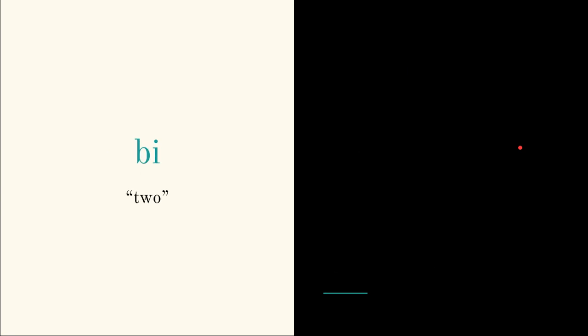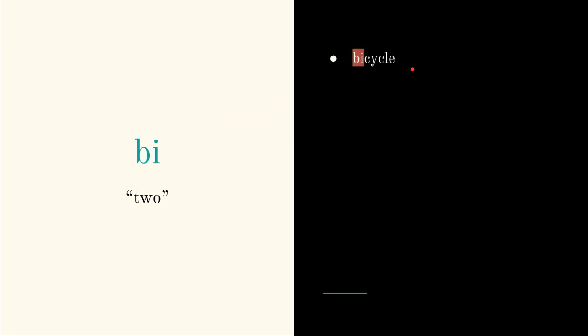All right, our next prefix is the prefix bi, and it means two. There are a couple different prefixes or roots that mean two, and this is just one of them. So you may also see di or duo or du, but for today's purposes and for this unit's purposes, just know that bi means two.